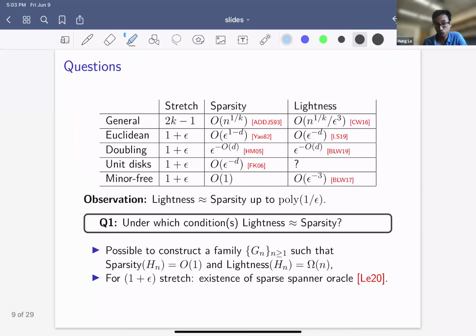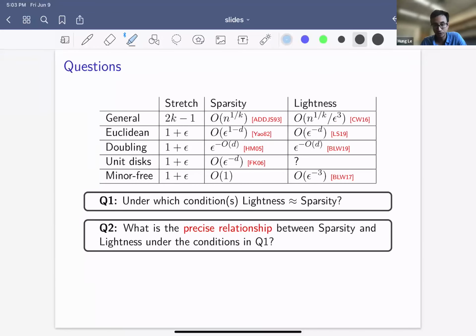And we have to have some sort of condition because it's possible to construct an infinite family of graphs where sparsity is constant, but lightness is going to be linear. And so we really need some sort of condition. And there was such a condition for 1 plus epsilon stretch, which is the existence of a sparse spanner oracle. I would not talk about the details of the object. You're recommended to look at our paper for more detailed discussion.